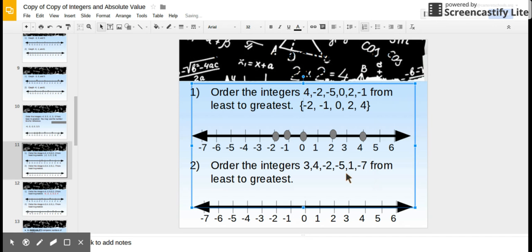Why don't you guys now try graphing these integers and then see what they are from least to greatest. So pause the video and then see what you can do on your own.